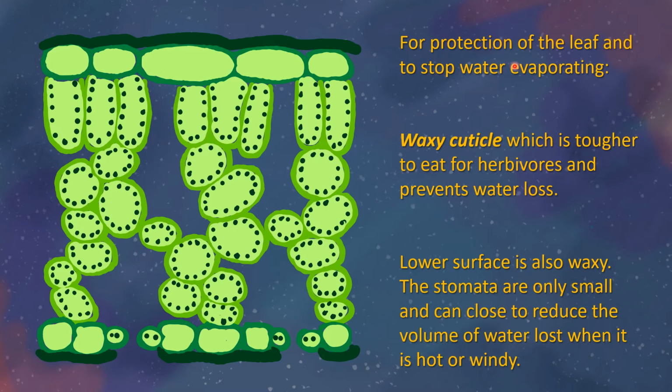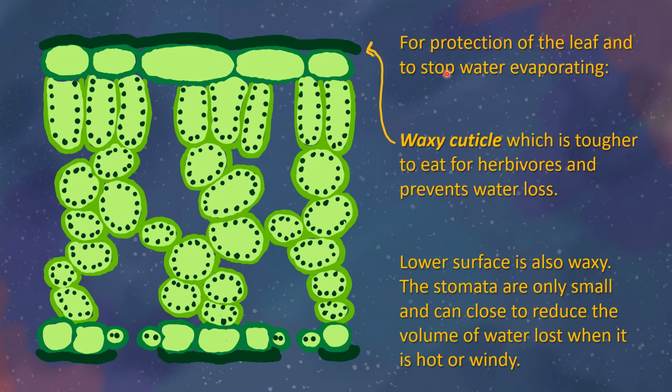And then the protection of the leaf and to stop water evaporating. So these are the adaptations that it's got to protect it and to stop water from evaporating. We have a waxy cuticle, so that's this line at the top here. If you get a leaf off a tree and you feel it, it is waxy, and that means it's tougher for animals to eat and it prevents water loss.